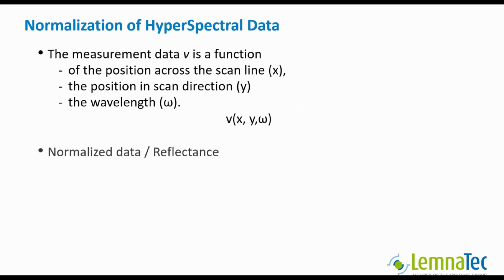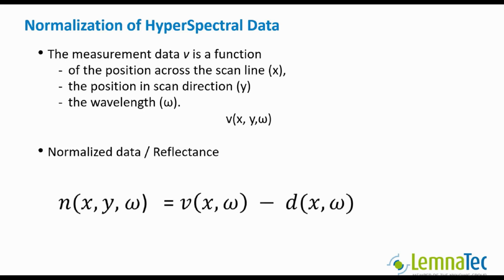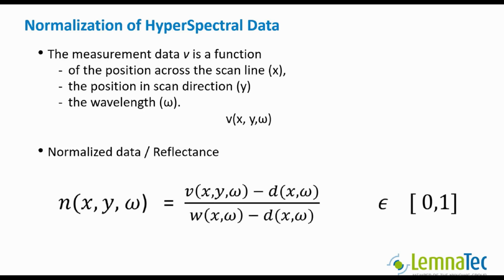With these 2 additional data cubes, we can normalize these values. By this, we get only the signal above noise. And we relate it to the possible range of values by dividing by the difference between white and dark reference. This gives the value between 0 and 1. In LemnaGrid, we scale this by a factor of 255 to get a useful visualization. This calculation is enabled when you select normalized data in LemnaGrid.